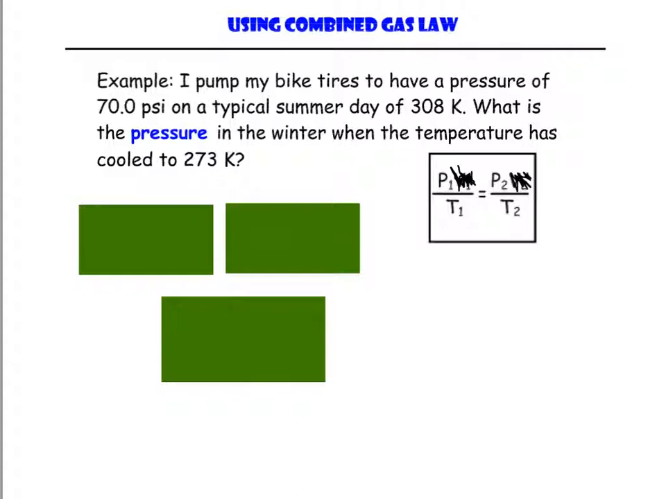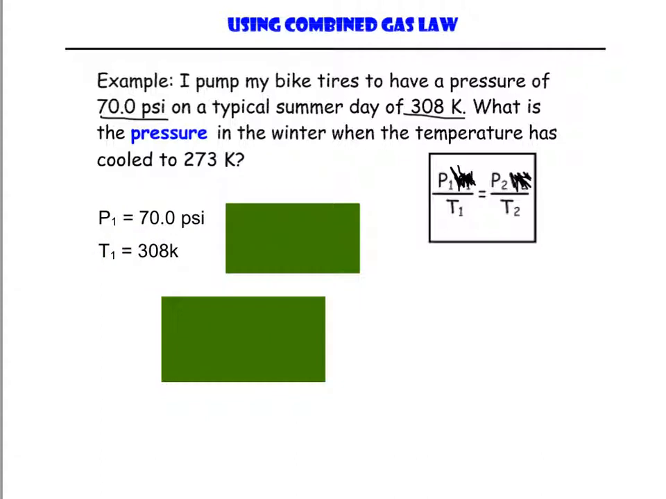The first thing we want to do in any problem is define our variables. So it starts off by telling us, when I have a pressure of 70 psi at 308 Kelvin, I'm just going to say those are my starting values. So we're going to say P1 equals 70 psi, T1 equals 308 Kelvin. Again, for pressure, we can use any sort of units. The units just have to be the same from beginning to end. Temperature has to be in terms of Kelvin. We cannot use degrees Celsius.